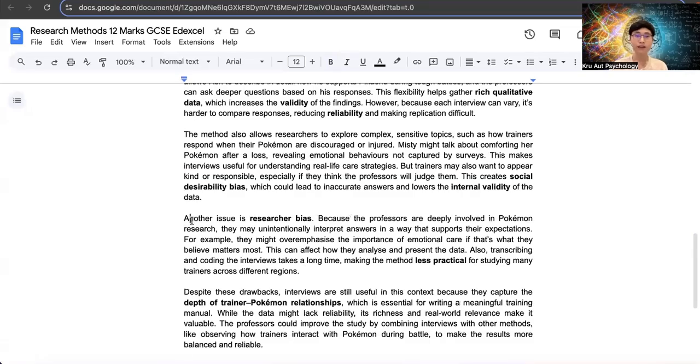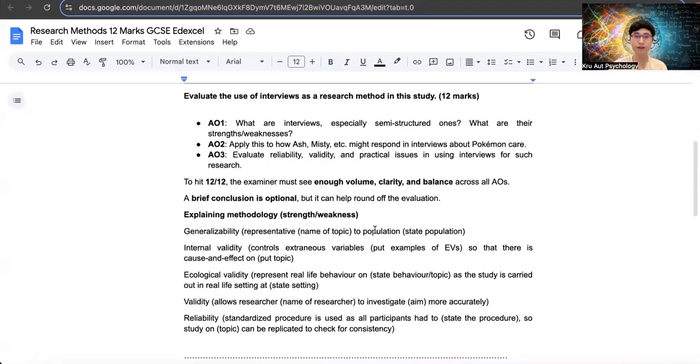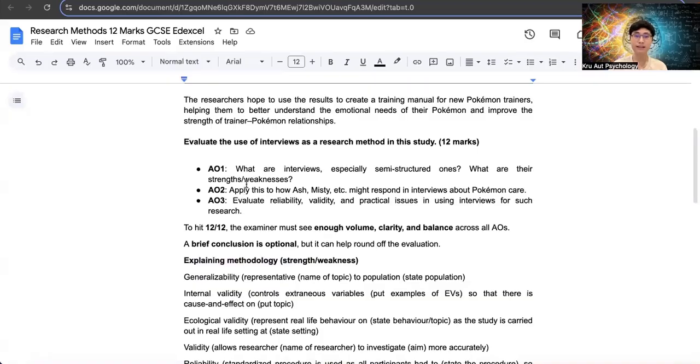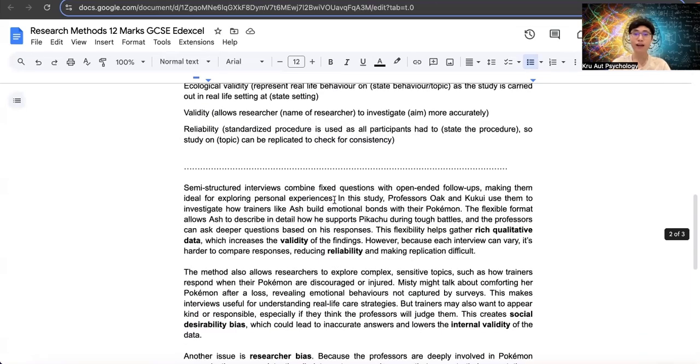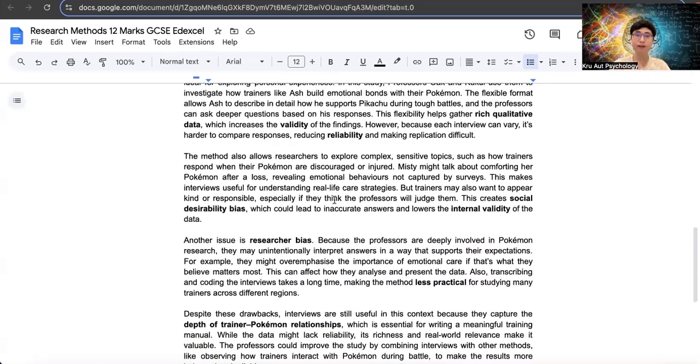The third one, another issue is researcher bias. Is this enough for an answer to be AO1 for interview? Yes, why not? Because researcher bias is a part of interview. There can be researcher bias in interview. So that's the weakness, but we're just not using the methodologies like reliability and validity just yet. That's going to be AO3. So it's fine, even though it's short, but it might be better to say interview, or another issue of interview is researcher bias. It's just good to have that wording, interview.